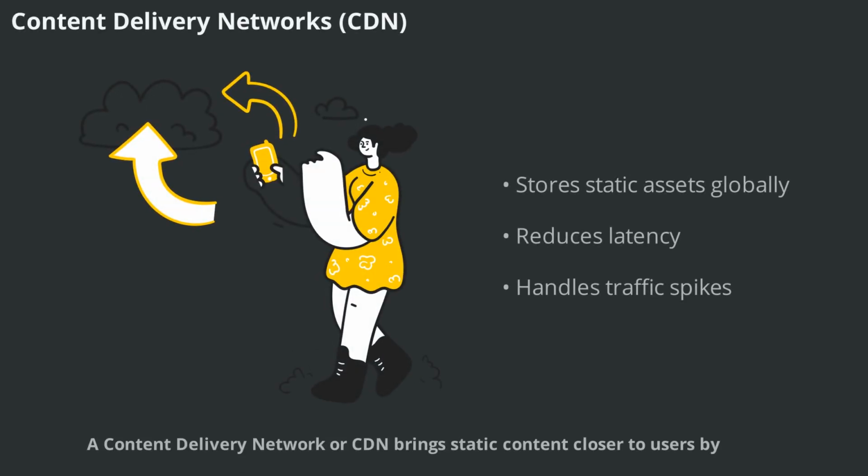A Content Delivery Network, or CDN, brings static content closer to users by storing assets on edge servers around the world. When someone loads an image or video, the CDN serves it from a nearby location, dramatically reducing latency. This means a user in India doesn't have to fetch images from a server in the US if a local CDN node has a copy. CDNs also reduce load on your origin servers, absorb traffic spikes, and help protect against certain abuses. For global applications, CDNs are a must-have for speed and reliability.